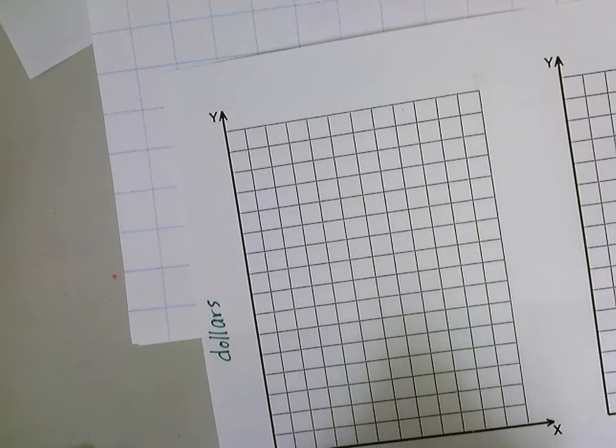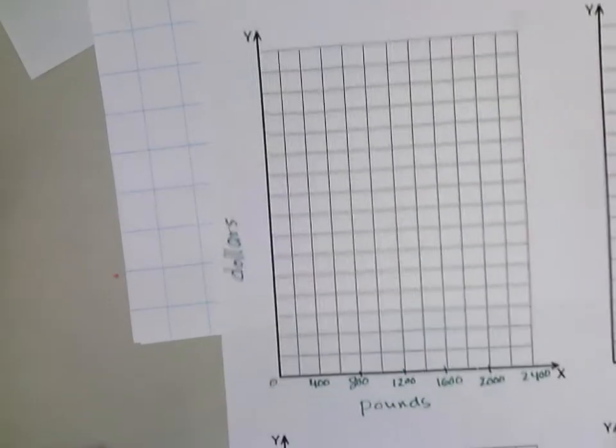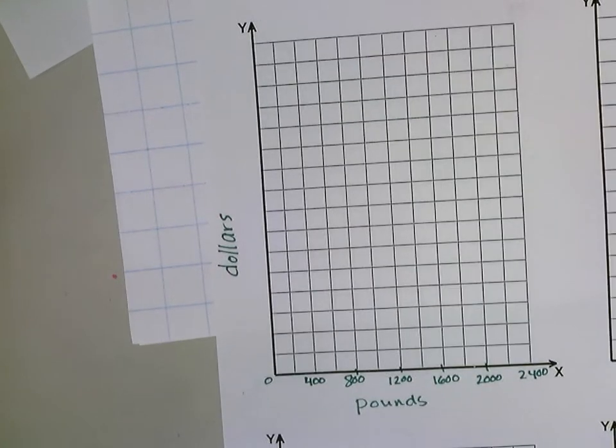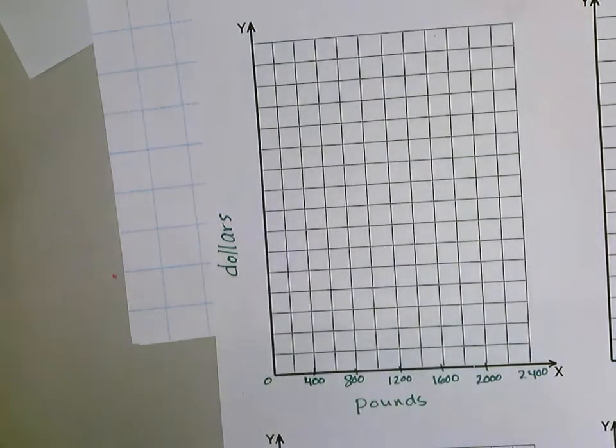Here I think I'm going to go by every other. I'm going to go by 400s: 400, 800, 1200, 1600, 2,000, 2,400. All right, so there's my scale. Those are my pounds, and I just went in equal increments, and I counted up by 400s.